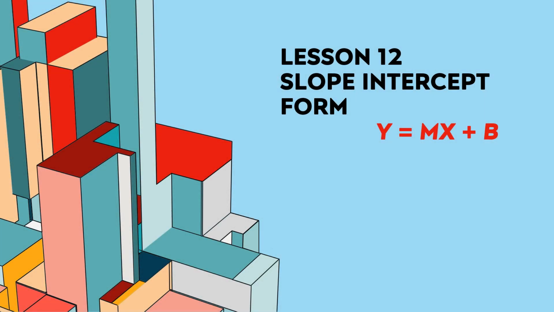12, slope-intercept form. This is one of the most popular equations in all of algebra. Y equals mx plus b. So let's get started. We've got a couple of learning objectives here.